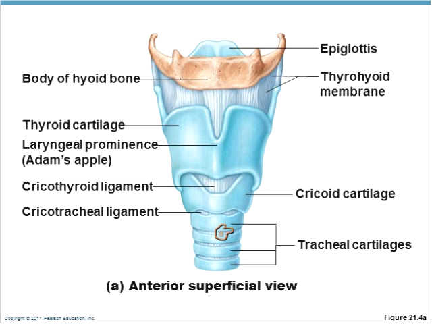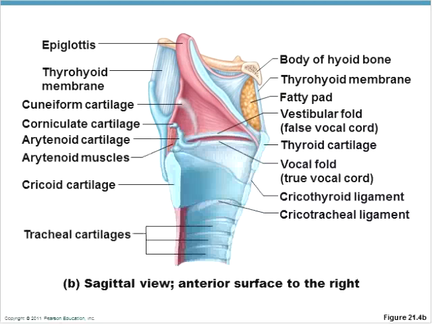And then we have the tracheal cartilages, and these are C-shaped cartilages, and you can't see it right here, but they're really open in the back. So they're closed in the front and the sides, but they're actually open in the back, and you'll be able to see those in just a minute.